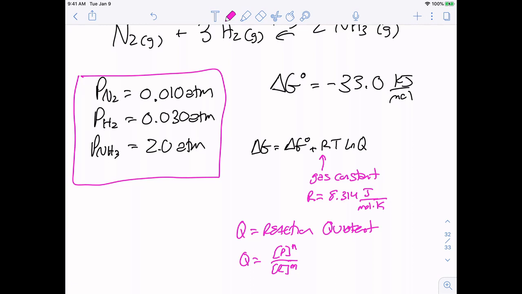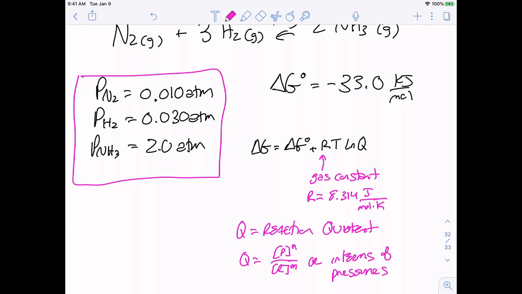So that's what we're going to do. Instead of using molar concentrations, we'll use partial pressures in this problem. So it's actually going to be the pressures of my products over reactants raised to a power equal to their coefficient, or in terms of pressures, partial pressures. So that's how we're going to do it in this problem.